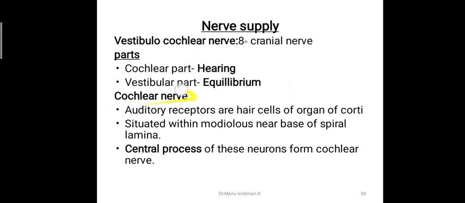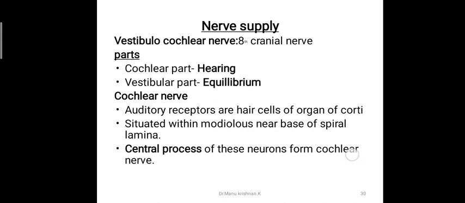The cochlear nerve helps in the hearing, that is the auditory receptors are hair cells of the organ of Corti. So we will have another class on the organ of Corti and the detailed description. Just have an idea, the organ of Corti is the organ of hearing, and it is situated near the base of the spiral lamina. The central processes arising from the peripheral process of this particular nerve will pass through the modiolus, and those central processes will join to form the cochlear nerve.